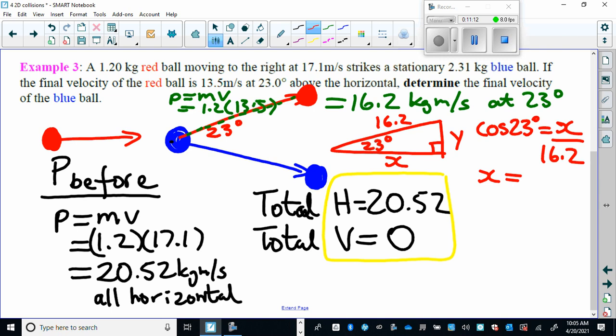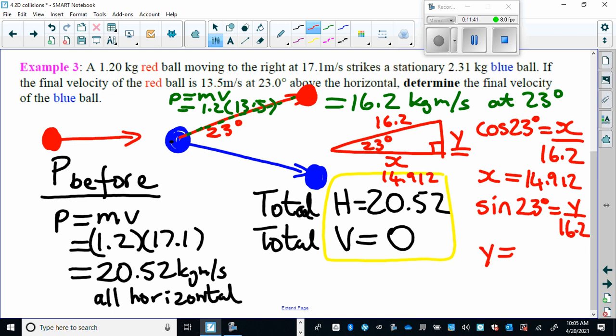And we end up getting 14.912. So this is 14.912. Let's do the same thing for the y component. The sine of 23 equals the opposite, because y is the opposite 23 degrees. Y over 16.2, cross multiply, and you end up getting y equals 6.3298. Okay, so this value here is 6.3298.